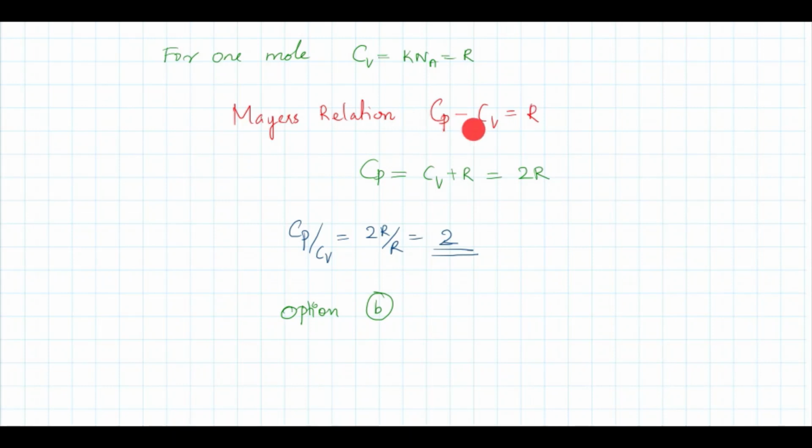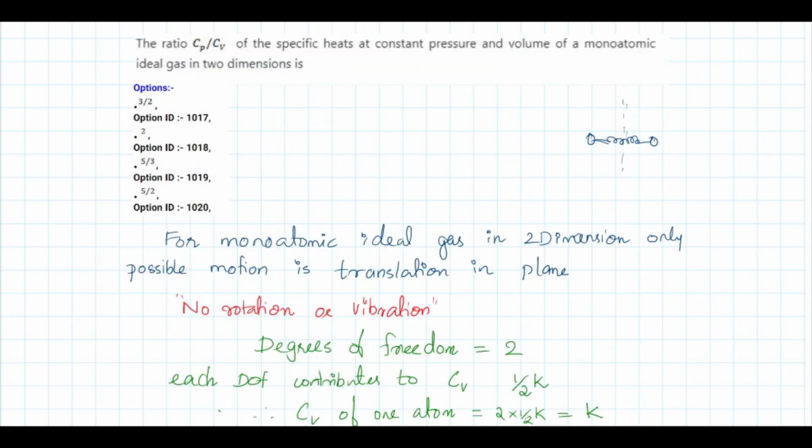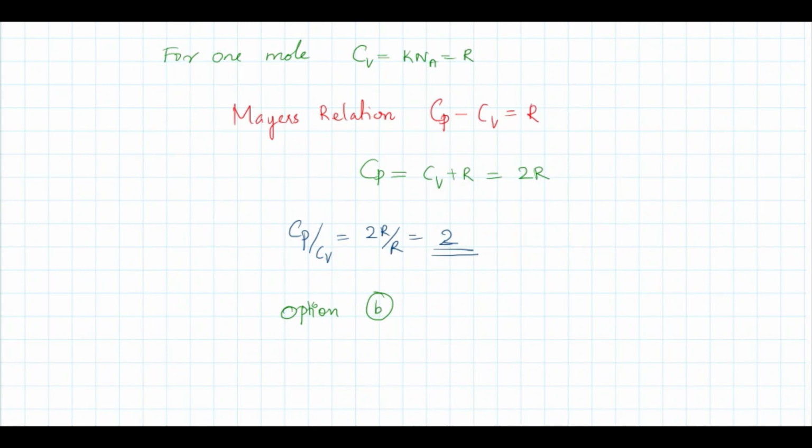And from Mayer's relation, we have Cp minus Cv is equal to R. Therefore, Cp equal to Cv plus R. It is R plus R, 2R. Therefore, Cp by Cv is 2R by R. It is 2. The correct option is option B. If it is a monoatomic gas in 3 dimension, answer will be 5 by 3. Because here the degrees of freedom becomes 3, and 3 by 2 R and 5 by 2 R, the ratio will be 5 by 3. But for a monoatomic gas in 2 dimension, Cp by Cv is 2.